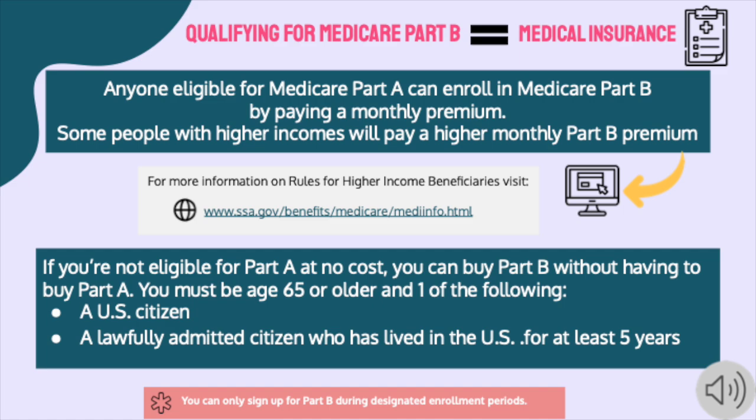If you are not eligible for Part A at no cost, you can buy Part B on its own without having Part A. To do so, you must be at least 65 years of age or older and be either a US citizen or a lawfully admitted citizen who has lived in the US for at least 5 years. However, you can only sign up for Part B during designated enrollment periods.